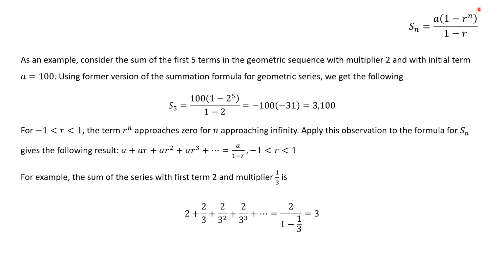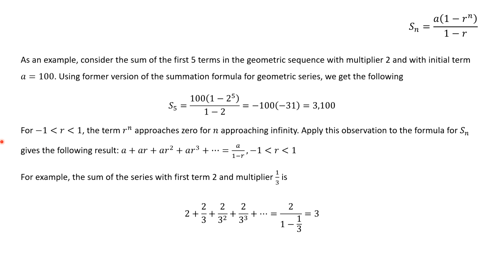I have an example of our formula for the sum of a geometric series here. We want to find the sum of the first 5 terms, I should say. And the multiplier is 2, and the initial term is 100. So we just plug in a equals 100 and r equals 2, which I've done here. You get 100 times minus 31, but then the denominator is minus 1. So you get minus 1 times 100 times minus 31, you get 3100.